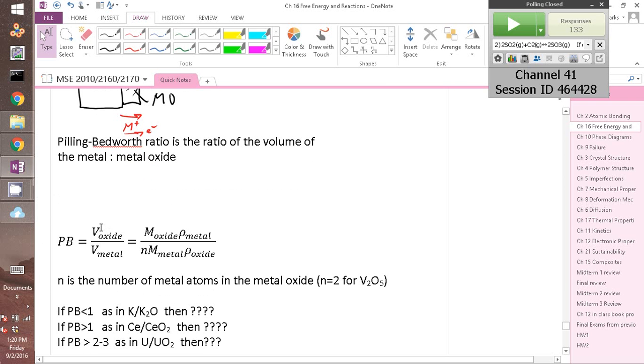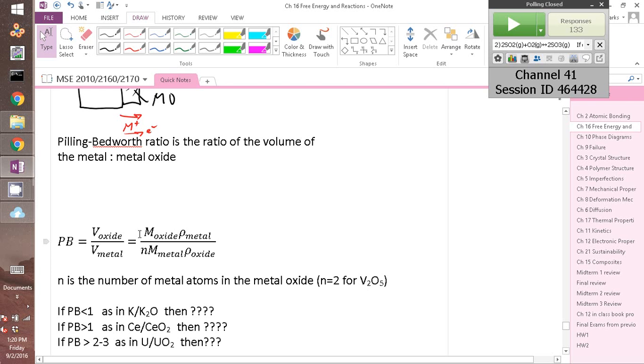Pilling-Bedworth says the volume of the oxide over the volume of the metal. If that equals 1, then they're the same volume, and it will fit, right? And you don't get spalling, right? Well, how do you know what the volume is? The volume is going to be related to the density and the molecular weight, right?